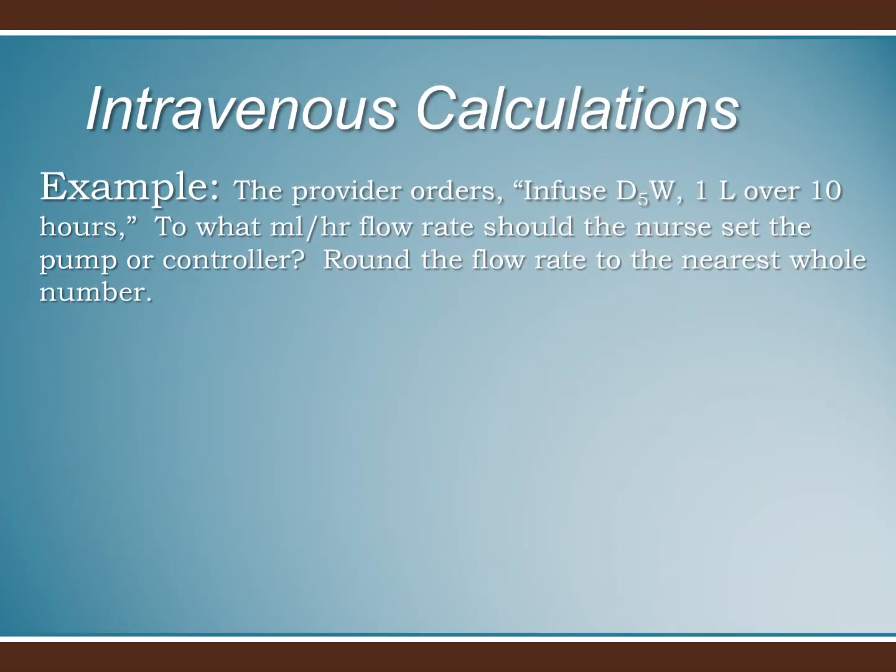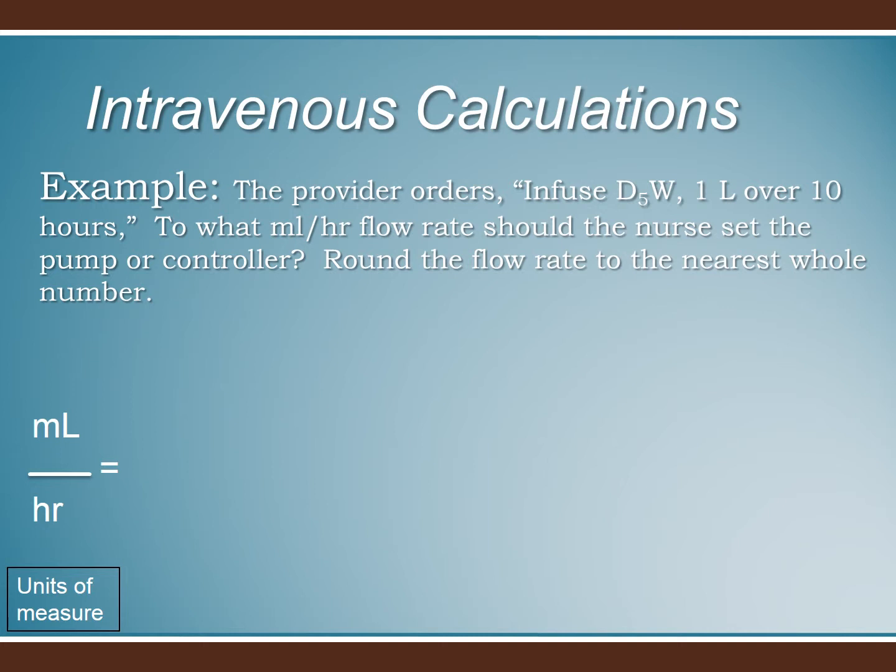Okay, so let's work on another problem, except this time we will work with IV fluids. The example provided is the provider orders to infuse D5W 1 liter over 10 hours. To what milliliter per hour flow rate should the nurse set the pump or controller, and round the flow rate to the nearest whole number?